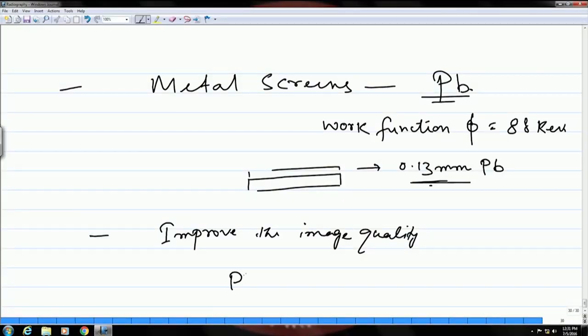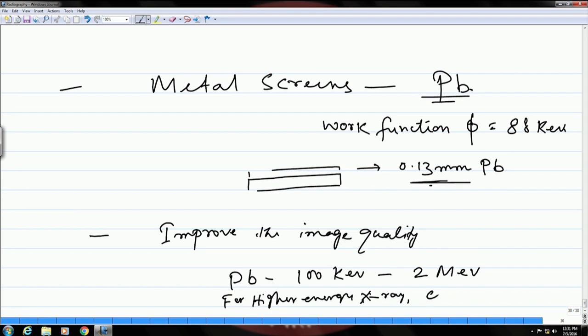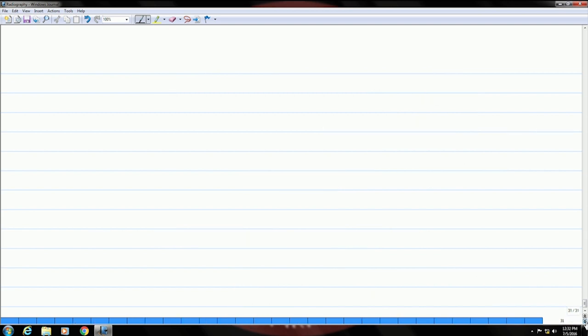So, lead is used very commonly, and if you have high intensity X-rays, so lead can be used from anything between this energy range 100 kilo electron volt to 2 mega electron volt X-ray energy. And for higher energy X-rays, other metals can also be used. Like copper, tantalum, tungsten, all these metals can also be used for higher energy X-rays. Okay. So, this is about metal screens, but there are other types of screens also which can be used.